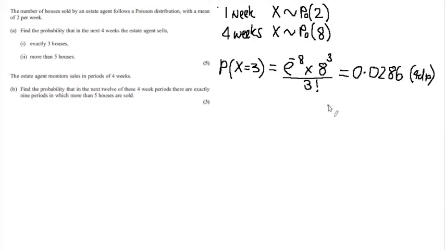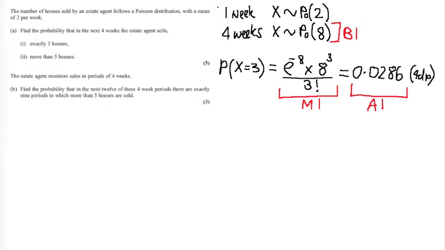Okay, so how do we get marks so far in this question? Well, initially we get a statement mark for stating the correct distribution over the 4 weeks, that is X's distribution with a Poisson distribution with mean 8. We then get a method mark for demonstrating our use of the Poisson formula, and we then get an accuracy mark for a correctly rounded answer to 0.0286.